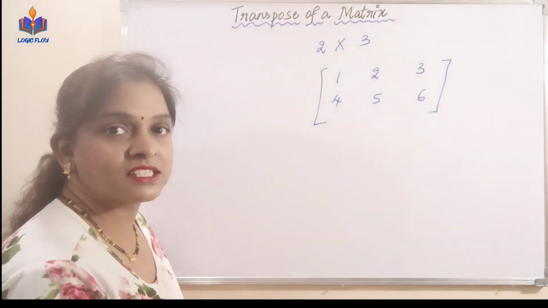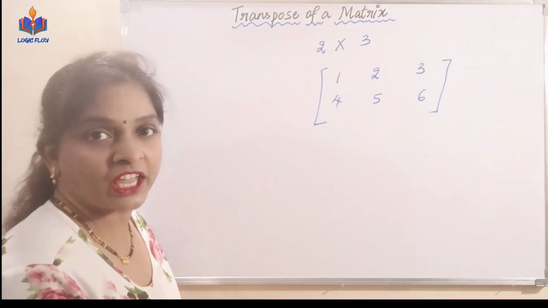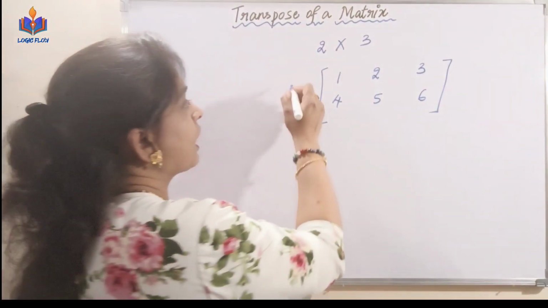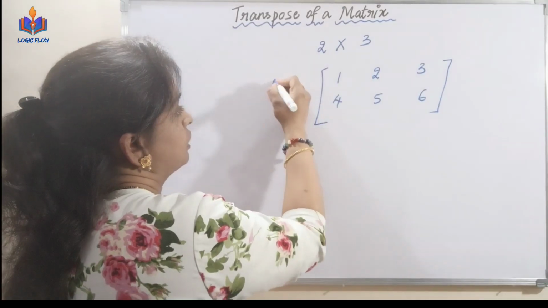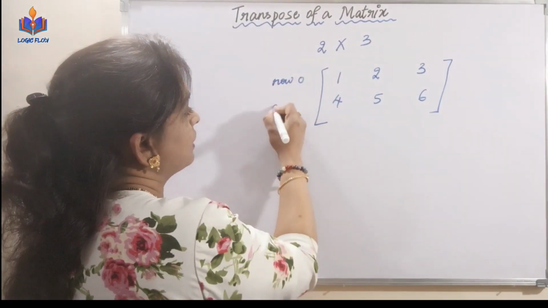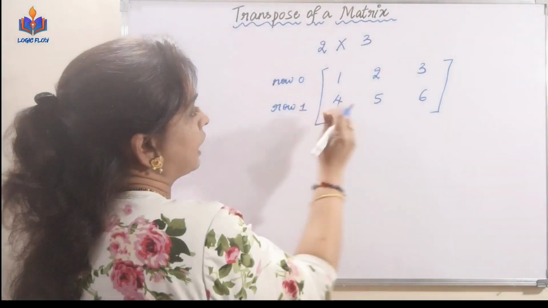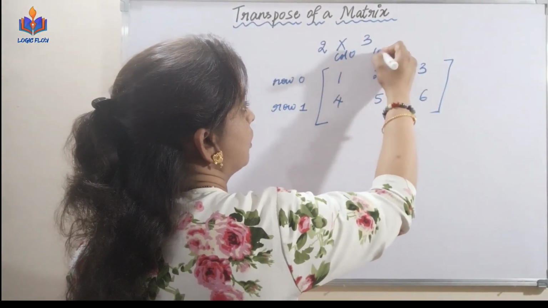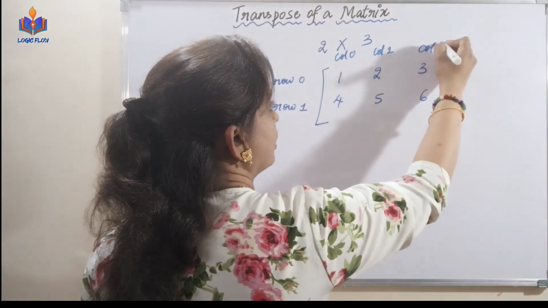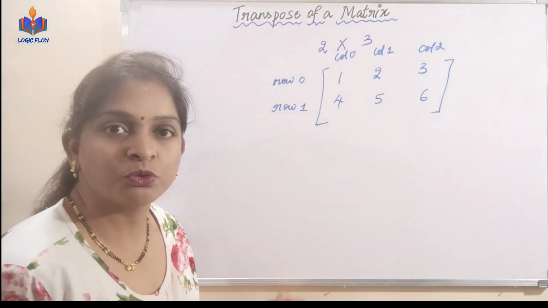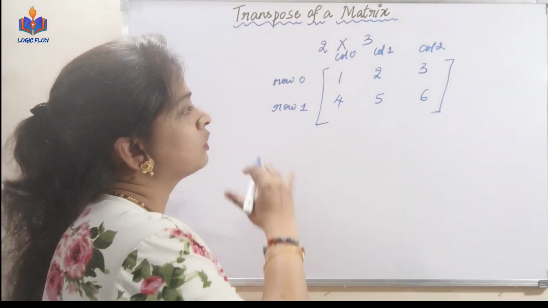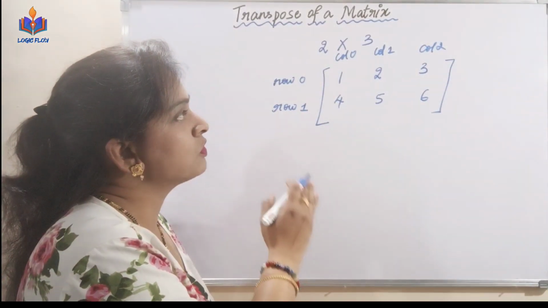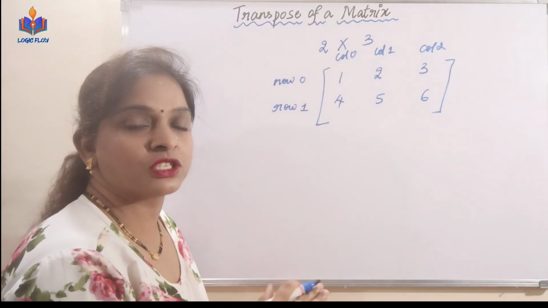Transpose of a matrix says you need to change row to column and column to row. So here we have how many rows? 2 rows, so row 0 and row 1. And we have how many columns? 3 columns, so it is column 0, column 1 and column 2. So what we need to do here is convert row to column and column to row. So the number of rows and columns should be changed now.